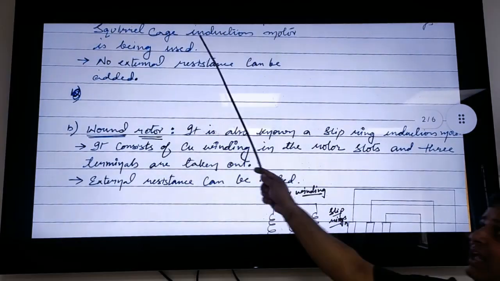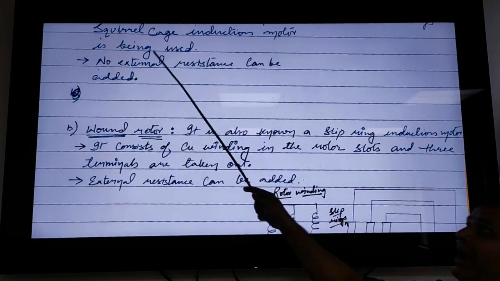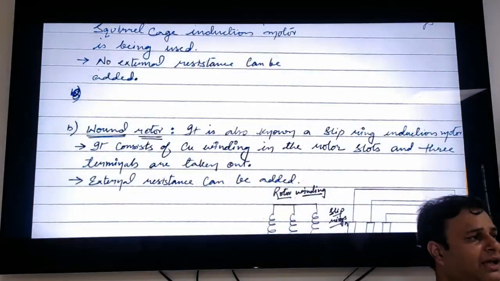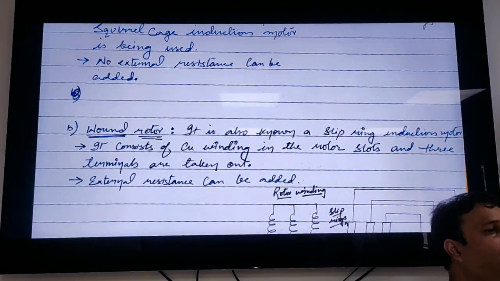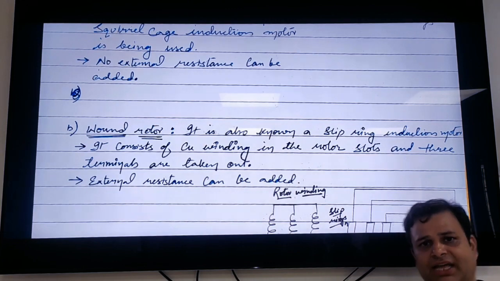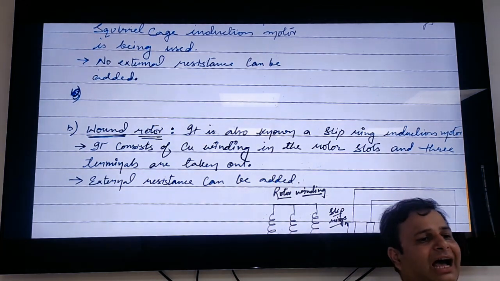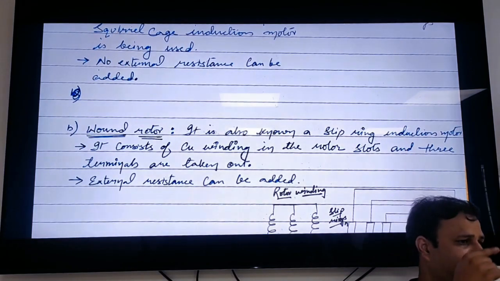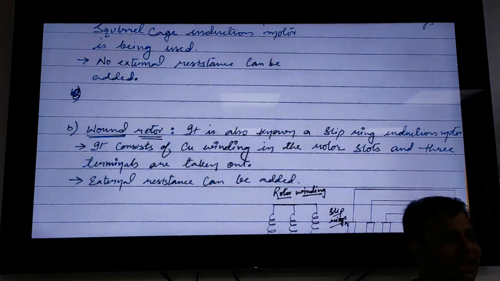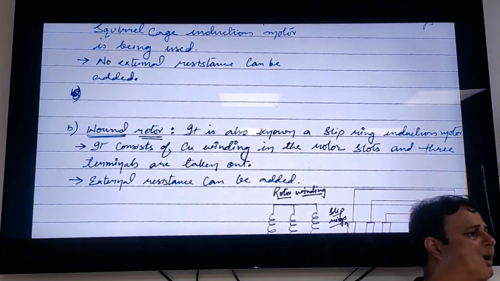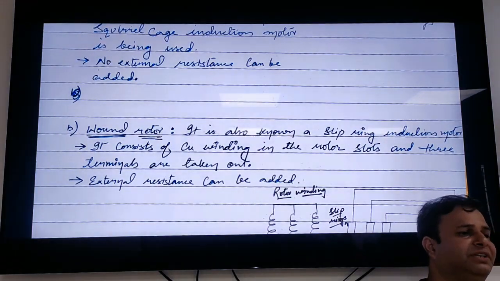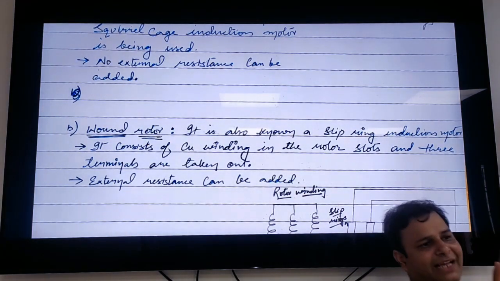As far as the squirrel cage rotor is concerned, no external resistors can be added. We cannot add any sort of resistors because in a squirrel cage induction rotor, what we have is bars of conductors short circuited by end rails. So we cannot add or remove any resistance in the circuit. It has a fixed resistance.